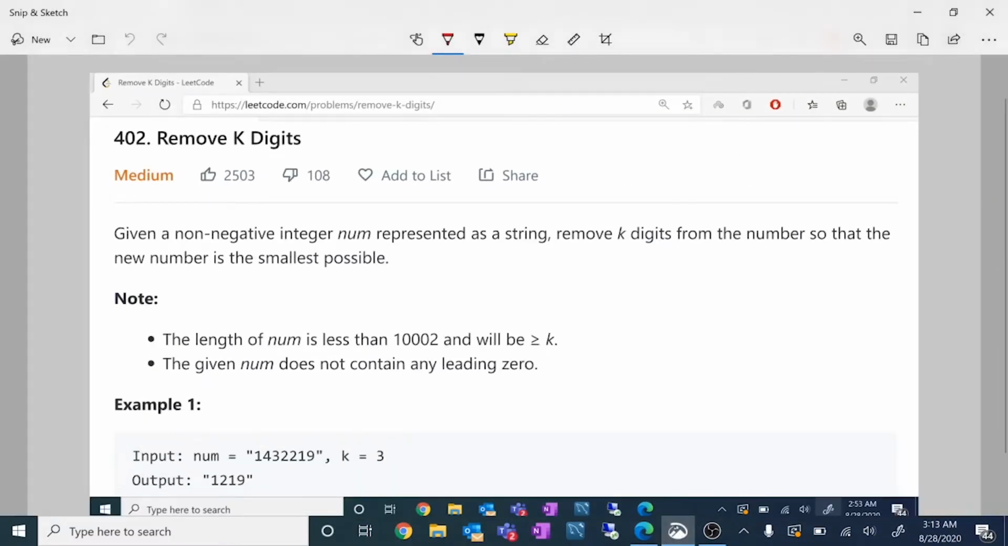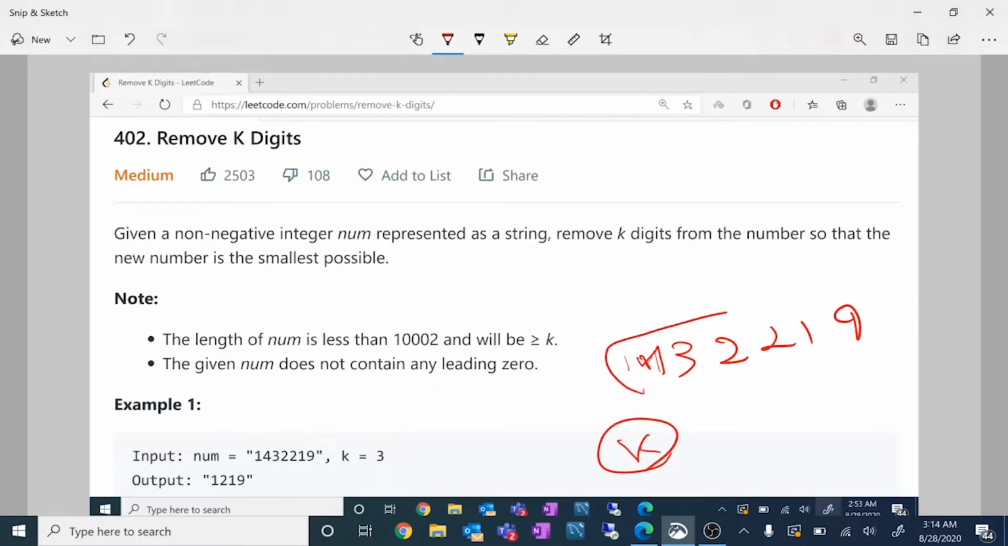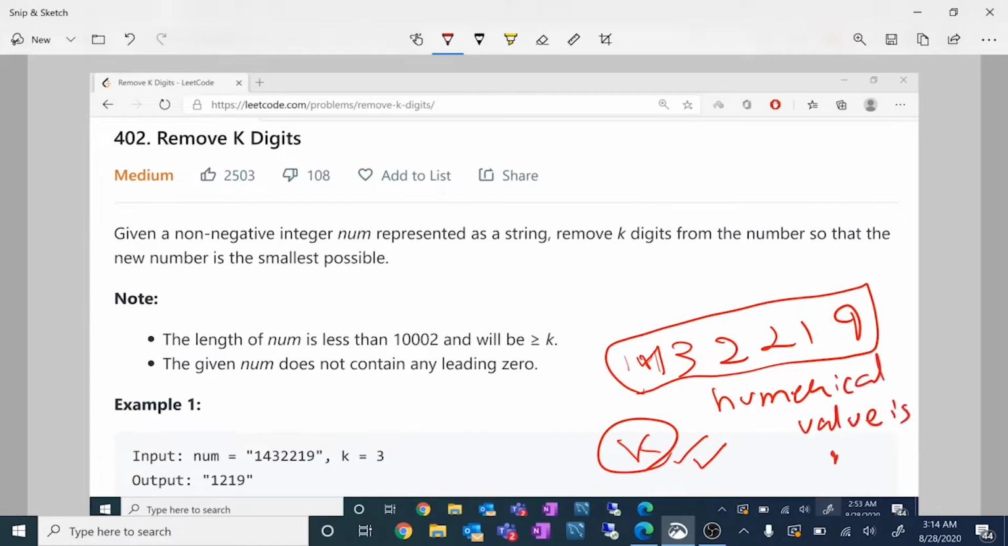So what the question says is that you'll be given a string which has some numbers like this, like 1, 4, 3, 2, 2, 1, 9, right? And you'll be given a number k, right? And from this string, you have to remove some k digits so that the numerical value of this string is minimum, right? Pretty straightforward that you have to remove k digits.